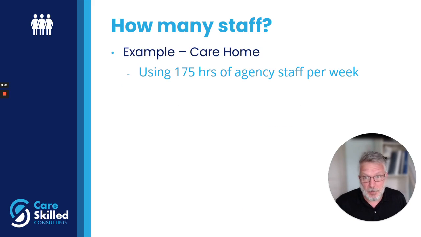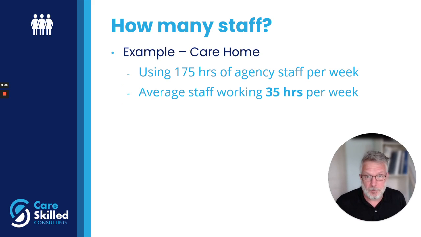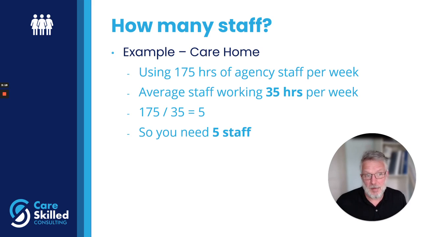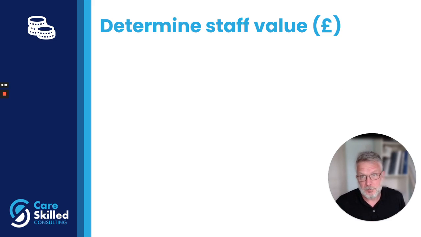In a care home, for example, it could be that you're using 175 hours of agency staff every single week. And obviously that's an expense and you want to cut that out. And it could be that your average employee in the care home works 35 hours a week. So 175 divided by 35 is 5 staff. So you need 5 extra staff in that particular example. Care home is probably a little bit easier than home care to work out because you'll have set shifts, and you'll kind of know where your gaps are anyway. So you'll know how many staff you need to recruit over a certain period of time.